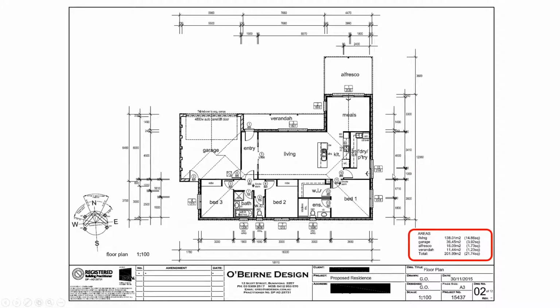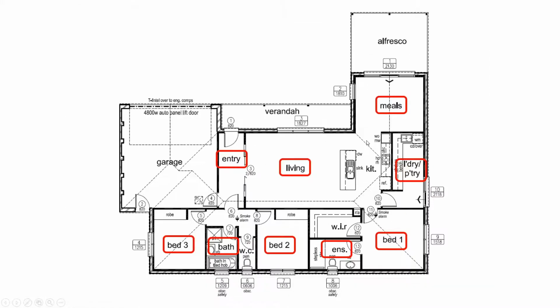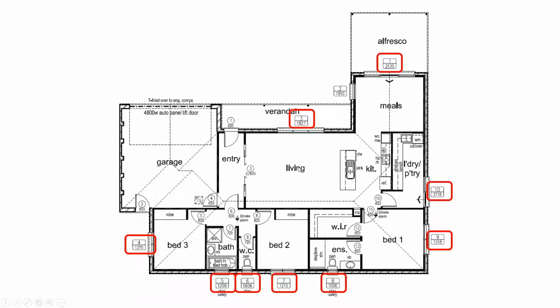Next, we need areas, also so we can do our calculations. We also need the room names listed for two reasons. One, every different type of room has a different weight in the calculation. And also, if we don't have a window number, we use the window name to identify the window in the window calculation sheet. And lastly, we obviously need the window sizes for calculation purposes.